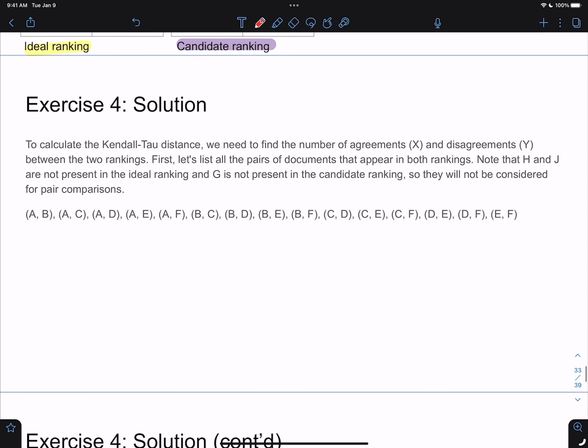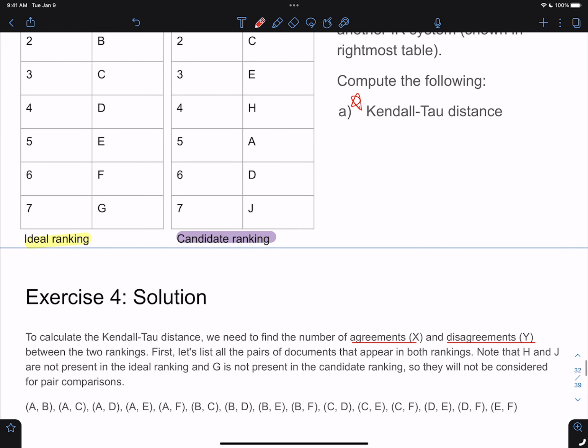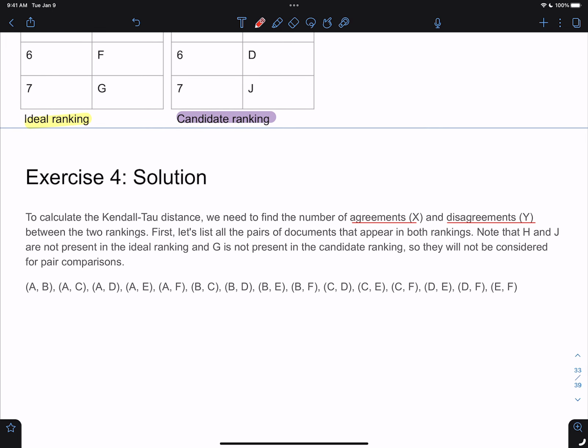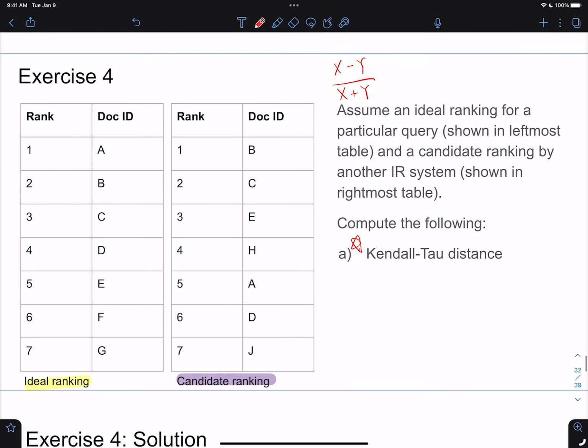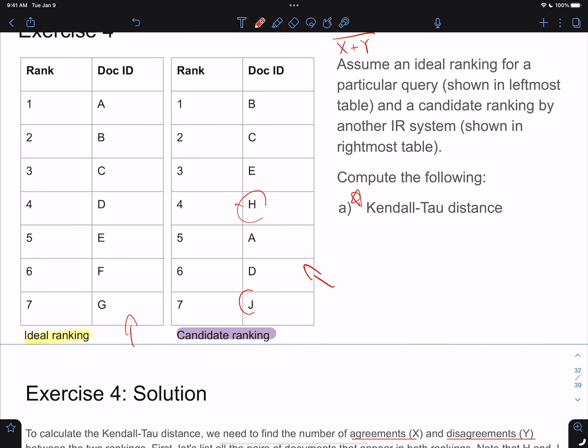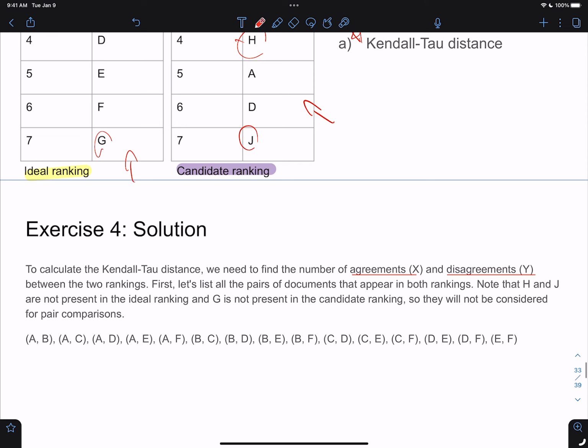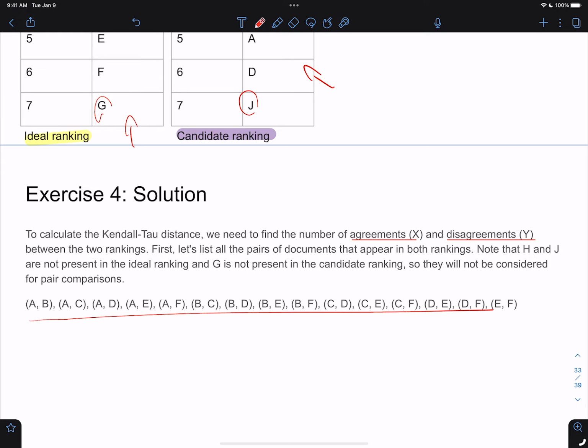So to calculate the Kendall tau distance, we first need to find the number of agreements, x, and then the disagreements, y, between the two rankings. So we have the ideal ranking and candidate ranking. First, you want to list out all the pairs of documents that appear in both rankings. Note that H and J are not present in the ideal ranking, and G is also not present in the candidate ranking. So they will not be considered in the pair comparison. So if you list out all the comparisons, this is what you get.